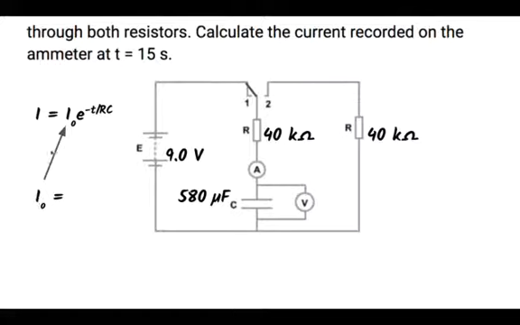So we've got a value for I0, the initial current flowing. That current is going to decay over time. The only thing that we need to do now is add the 15 seconds for our time. The resistance is going to be 40 kilo ohms because that's the only resistor contributing to the charging circuit, and the capacitor is going to be 580 microfarads. Bung that into a calculator. Don't forget to put kilo ohms times 10 to the 3. Don't forget microfarads times 10 to the minus 6.